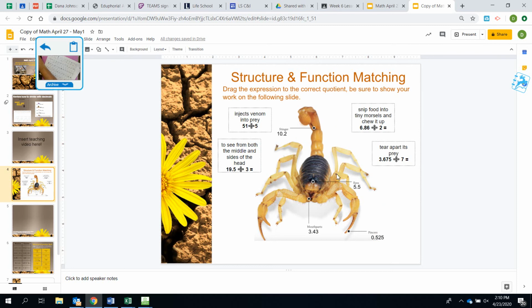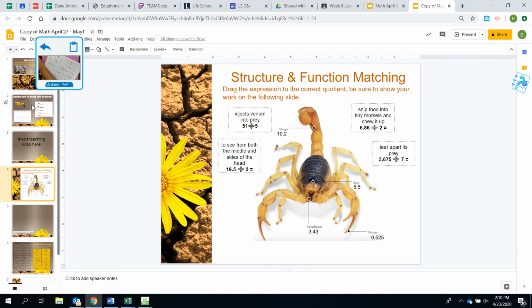Alright, so it's got that lovely picture there of a scorpion. And the title is Structure and Function Matching. So there's some words here, some functions and things about the structure of the scorpion that you're gonna match up, but it has a math problem with it. It says, drag the expression to the correct quotient. Be sure to show your work on the following slide.